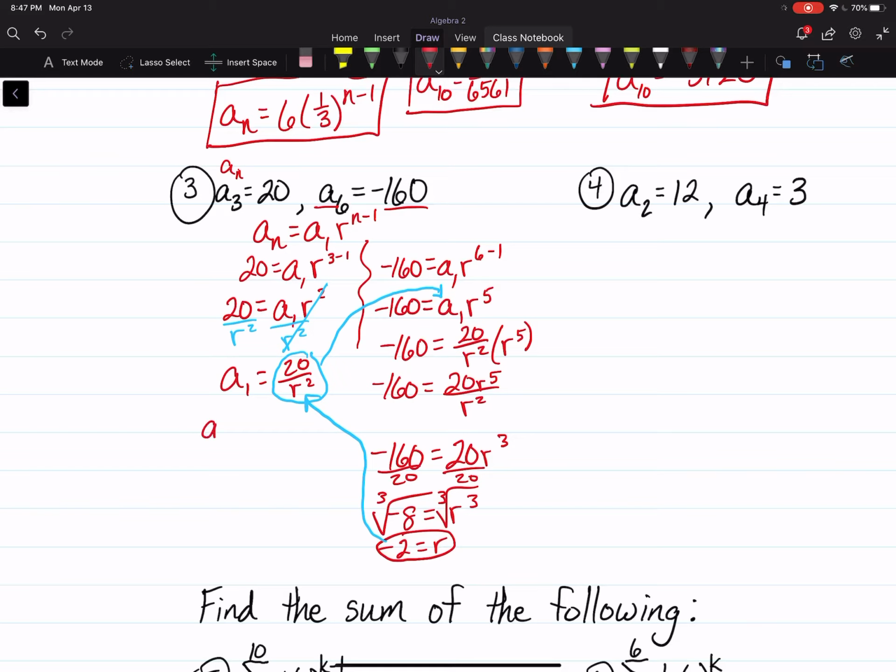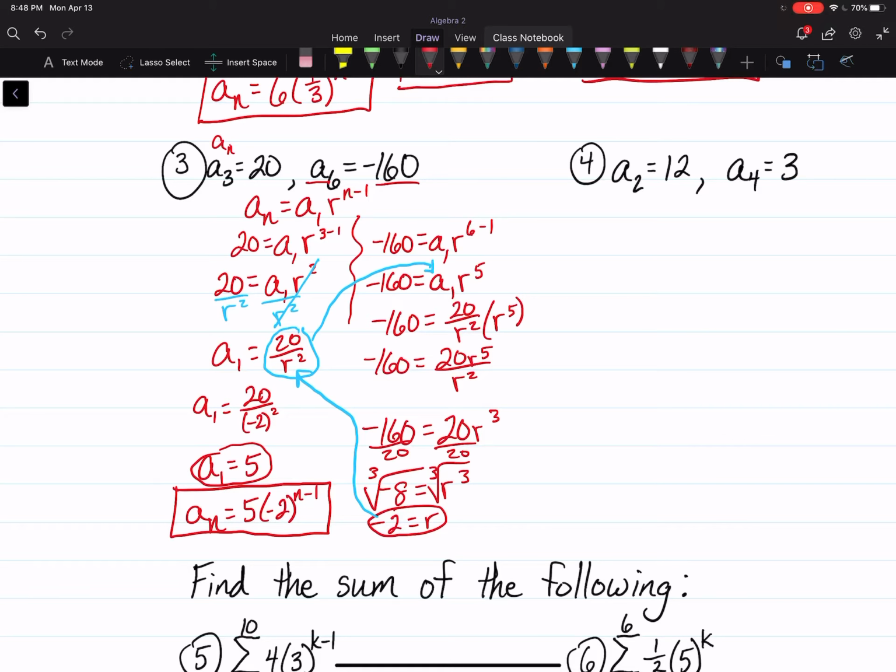So a1 equals 20 divided by negative 2 squared. If you put that in your calculator, that's 20 divided by 4 is 5. And so now you have everything you need to write the equation. A sub n equals a sub 1, which is 5, times negative 2 to the n minus 1 power. Like I said, there's a lot of steps, but it's not that bad. You can do it. You just got to remember how to do substitution to work out the system of equations.